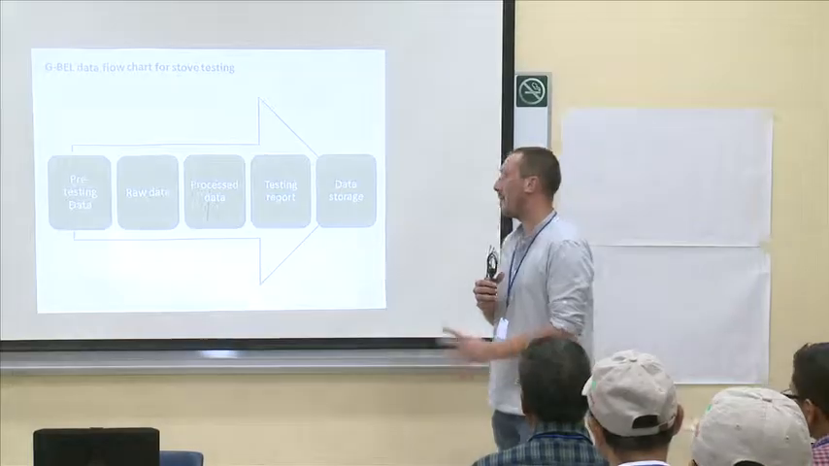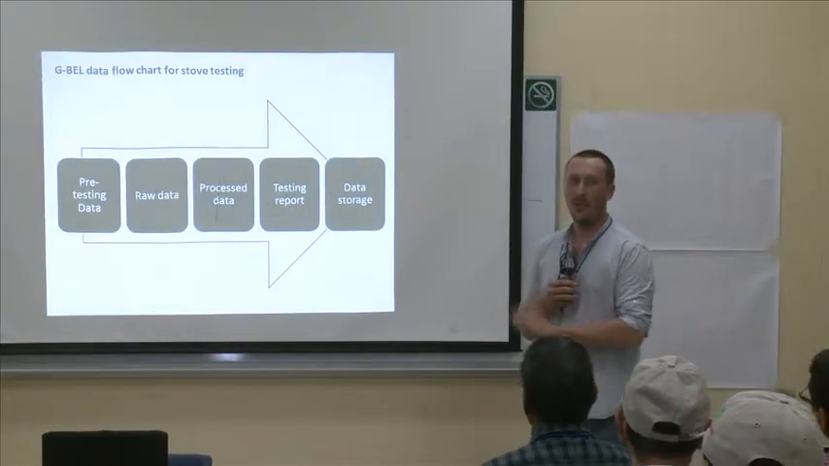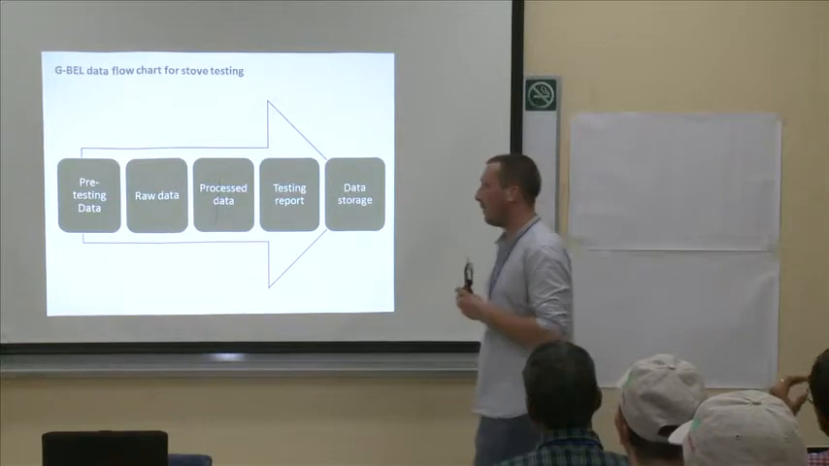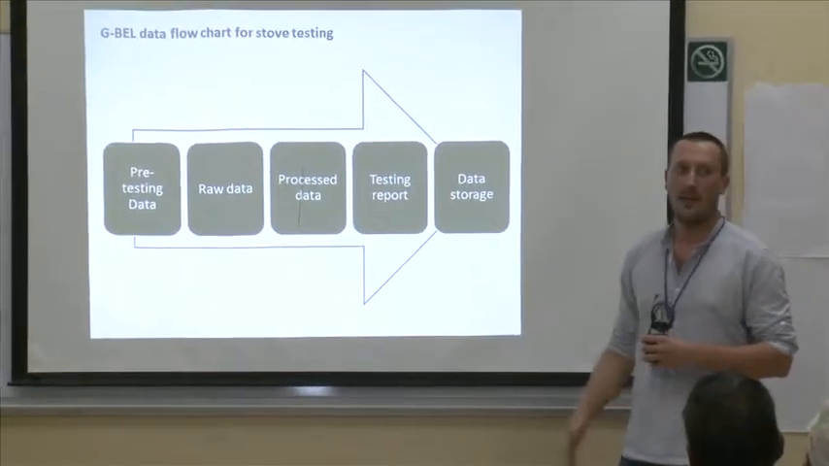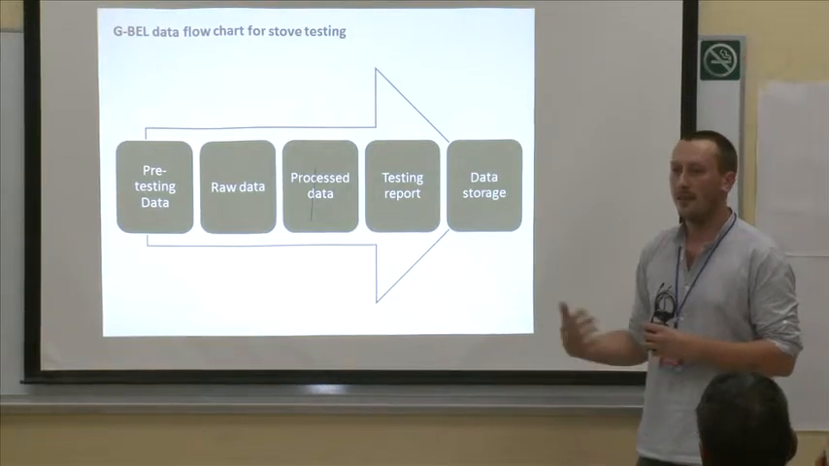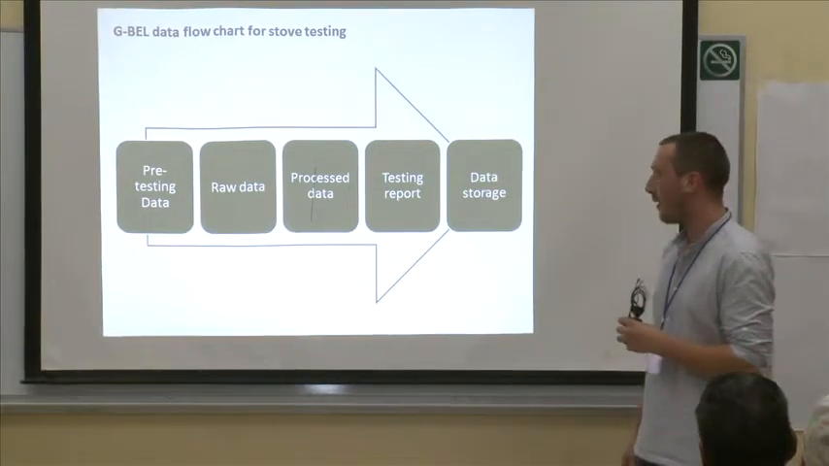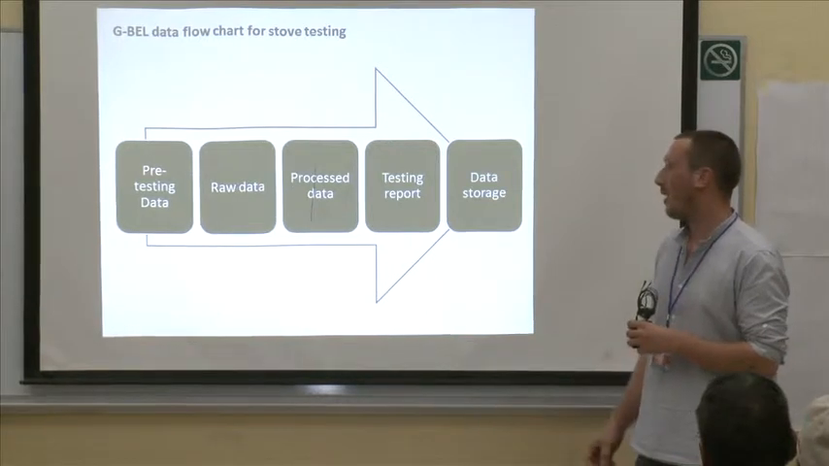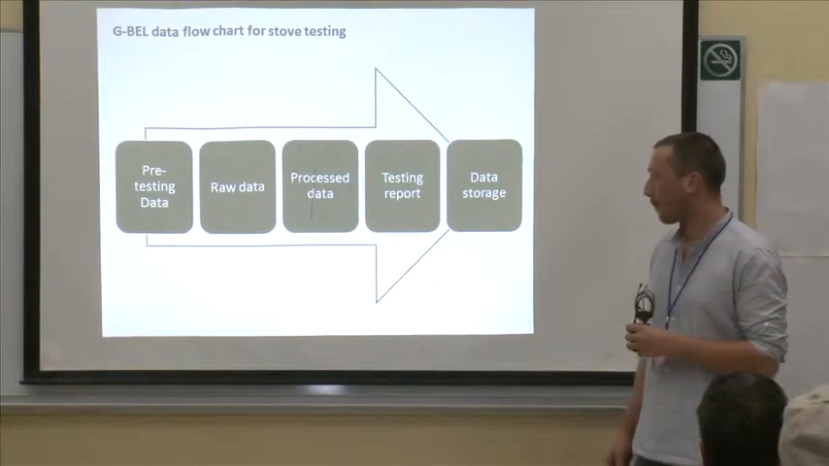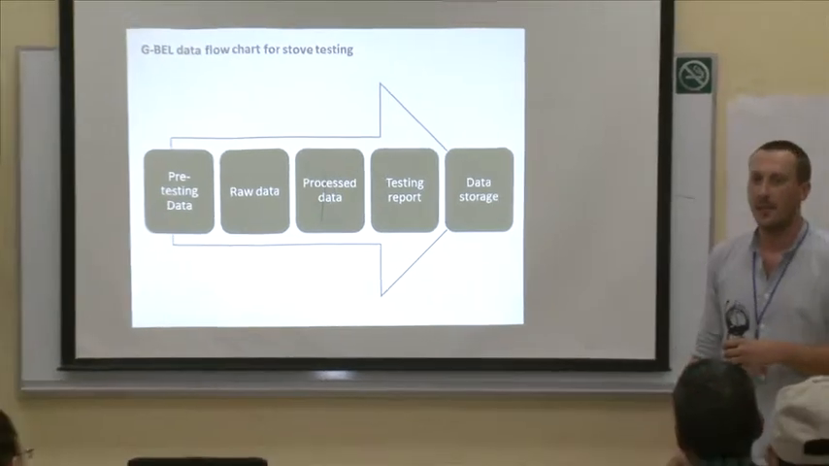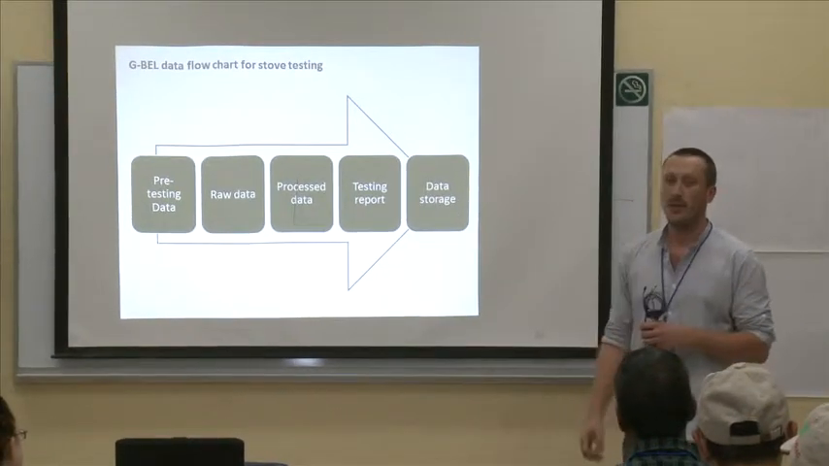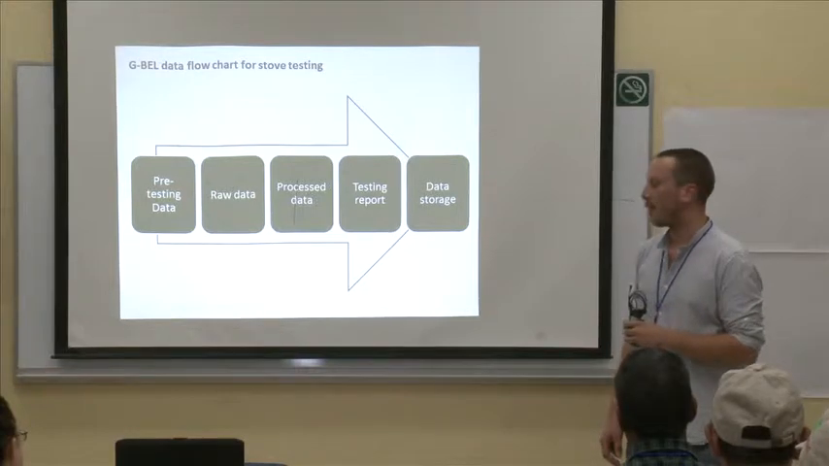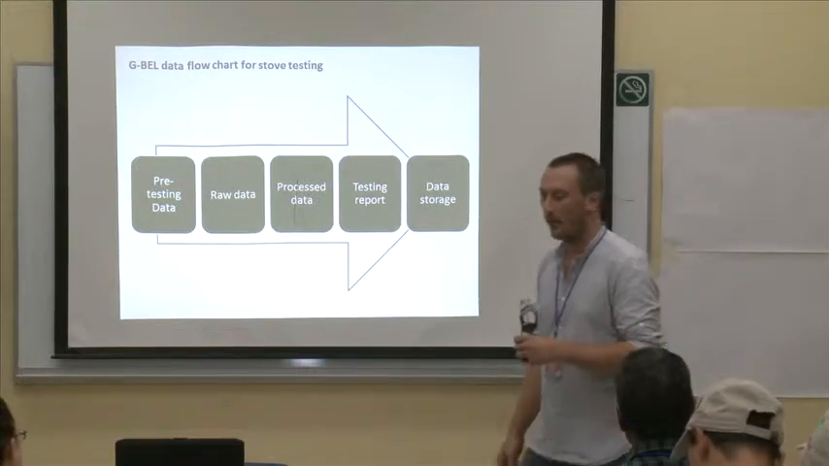Okay, so this is an example of the data management framework we are using in Cambodia. We are starting with pre-testing data, which are the data we need to analyze the data we obtain during the test. Following that, we have the raw data we obtain during the test. We are processing this data. When they are processed and we have the statistical validity, we are doing a testing report that includes all the data. And then we are storing the data. So I'm going to go into more detail on each phase.